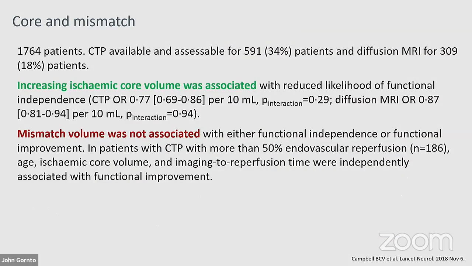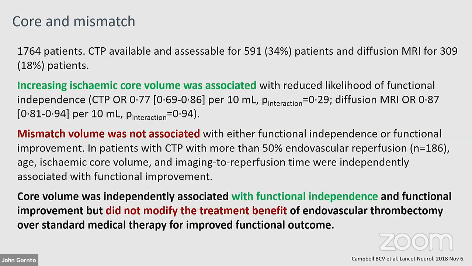Just some more points regarding the image analytics. So this is an analysis of the more or less HERMES data, and they found what's expected, that increasing ischemic core was associated with reduced likelihood of functional independence, but the mismatch volume was not associated with functional independence or functional improvement. And the core volume, now it's getting really interesting, was independently associated with functional independence.